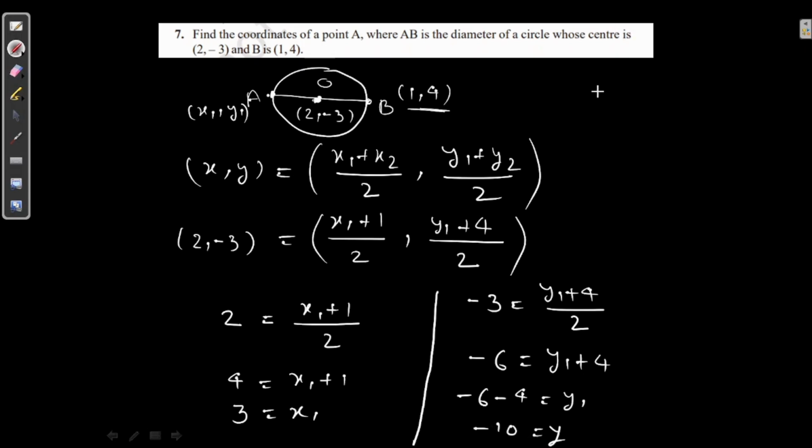So now we are having the value of x1 and y1 both. The value of x1 we have got is 3. The value of y1 we have got is minus 10. So the coordinate for point A will be 3 comma minus 10. I hope you all have understood the problem. If you want to note it down, please pause the video, then note it down. I am moving on to the next problem.